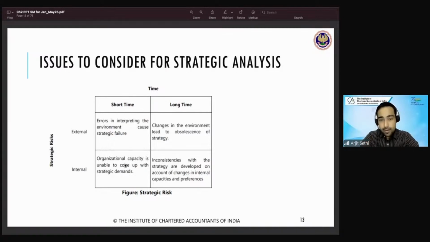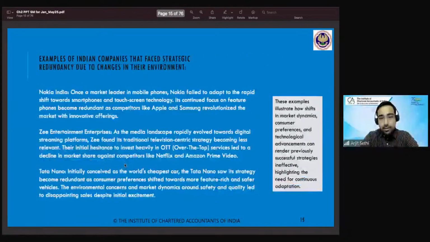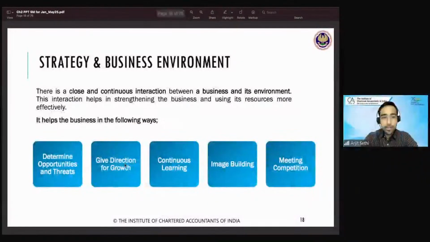Okay. Very nice. Then we were talking about interpretation of the environment, each of those. Then we went on to understand why and how strategy and business environment come hand in hand. Determining opportunities and threats in the environment comes through strategy analysis. It gives you direction for growth, provides continuous learning. It helps in image building and helps in meeting competition. So: determines opportunities and threats, gives direction, continuous learning, image building, and meeting competition.